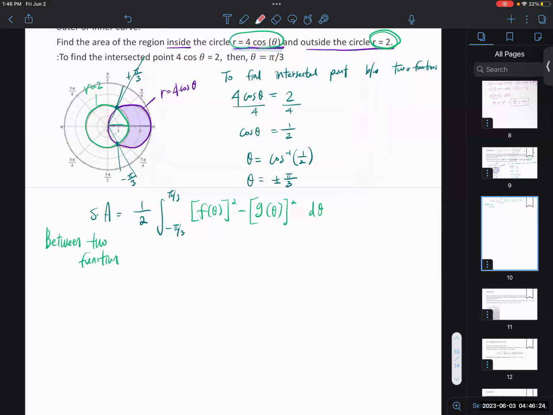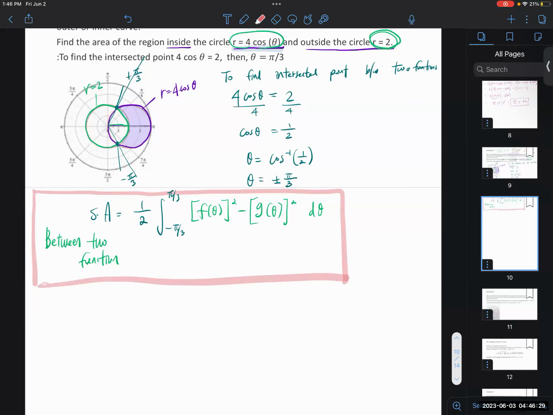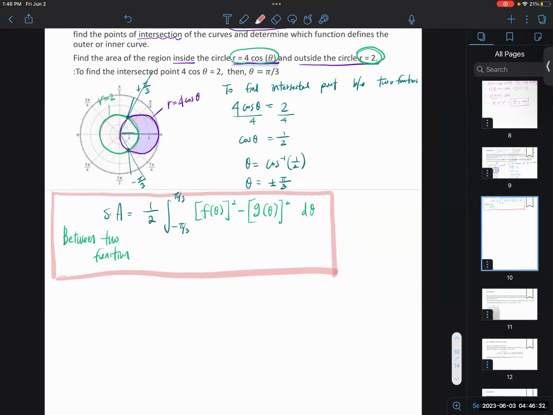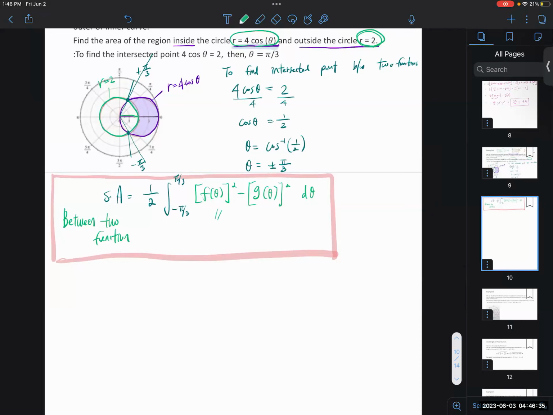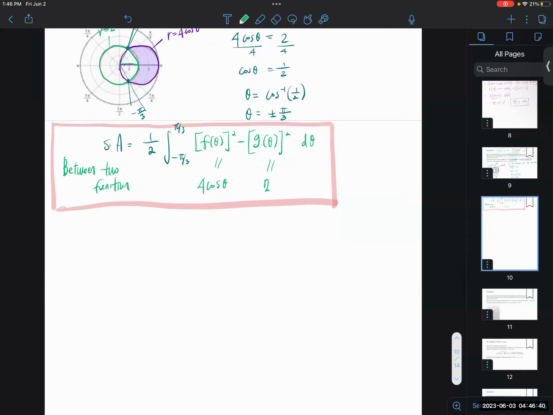So we are using this formula. Am I correct? Are we okay with that? We're going to say f is 4 cosine theta, and g is 2. So let's plug in everywhere. One more time: 1/2 integral from negative pi over 3 to positive pi over 3. You're going to square them, right? So that is going to be 16 cosine squared theta minus 4 d theta. Are we okay? Yes.